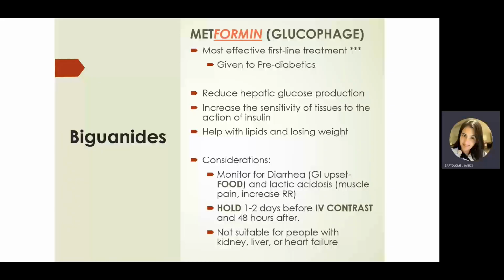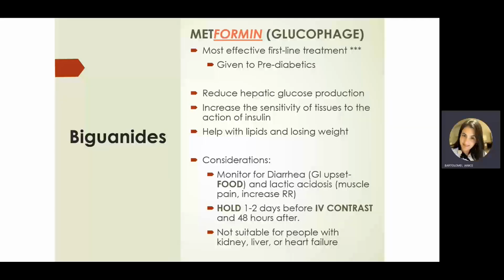Basically, metformin works by reducing hepatic glucose production. So it tells the liver, hey, stop producing glucose. But it also increases the sensitivity at the cell level, at the tissue. And so if we are allowing the glucose and the insulin to be absorbed or enter into the cell, then it's going to be functioning correctly. It also helps to lower lipids and lose weight.